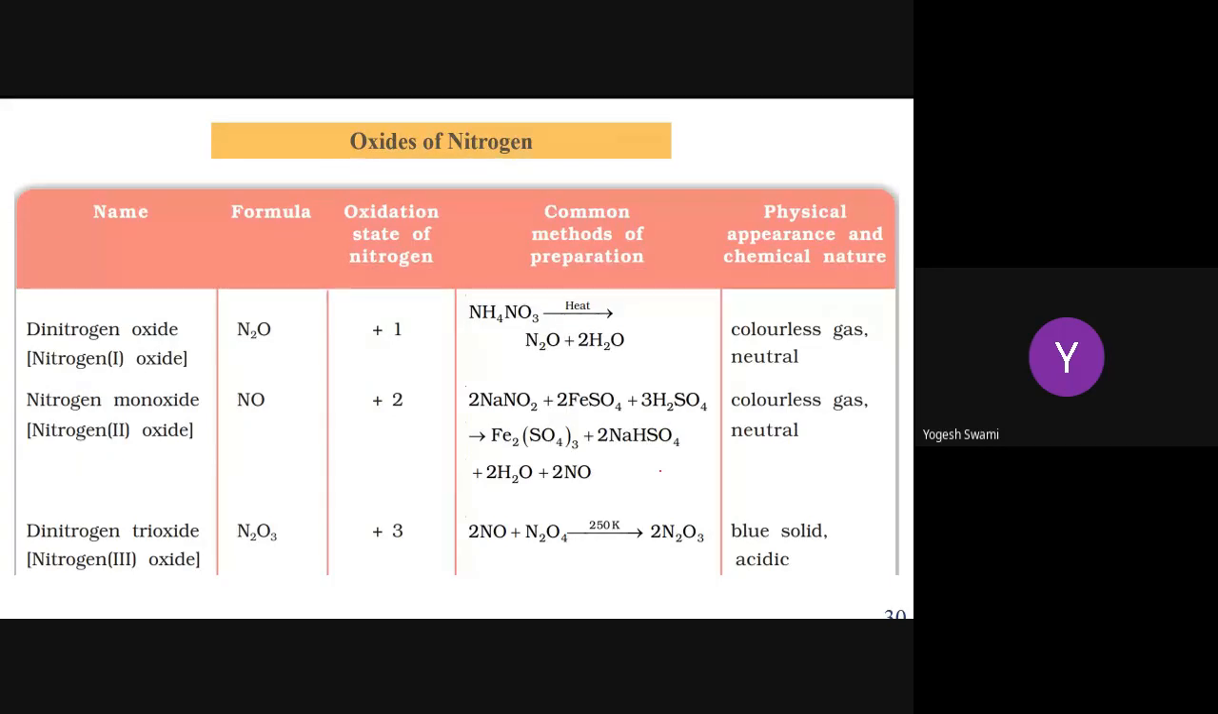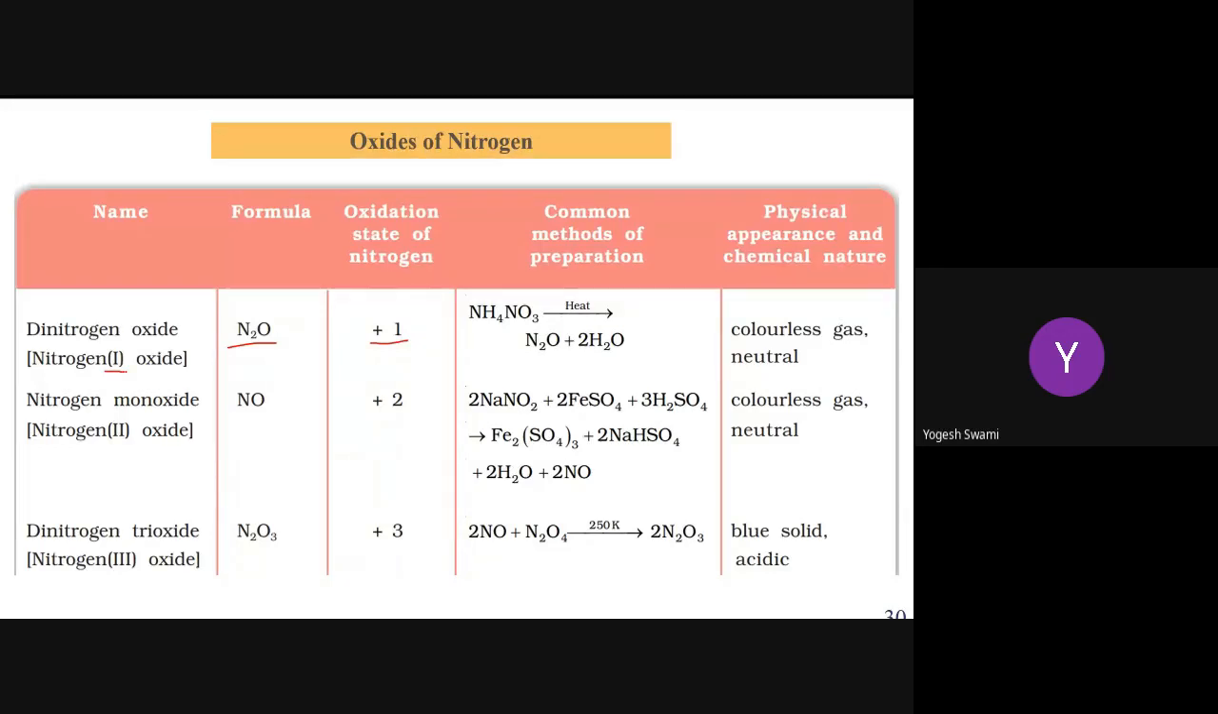Now the oxides of nitrogen. Oxides of nitrogen mean binary compounds of nitrogen and oxygen. Those are known as oxides of nitrogen. So one by one we discuss them. The first one is N2O. Oxidation state is +1. The name of this one is dinitrogen oxide because 2 nitrogens are there, or nitrogen first oxide. This one is known as the stock notation.